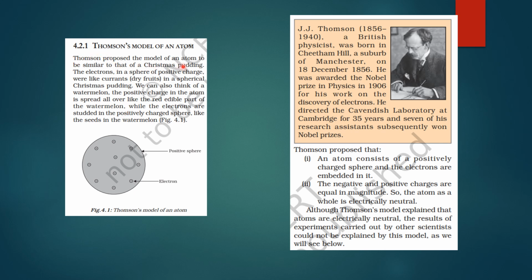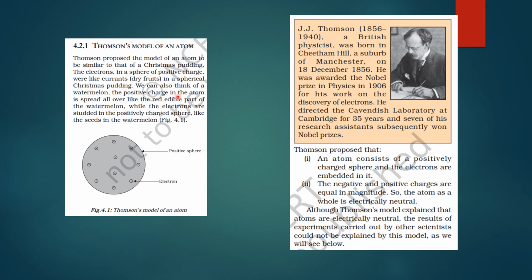Thomson proposed the model of an atom to be similar to that of a Christmas pudding. Okay. Electrons in a sphere of positive charge were like currants, okay, dry fruits in a spherical Christmas pudding. तो आप डायग्राम के थ्रू देख सकते हो. जैसे ये सपोज आपका पॉजिटिवली चार्ज स्फेयर है, ठीक है, और ये आपके इलेक्ट्रॉन्स हैं जो नेगेटिव साइन और सर्कल से डिनोट किए हैं, राइट.